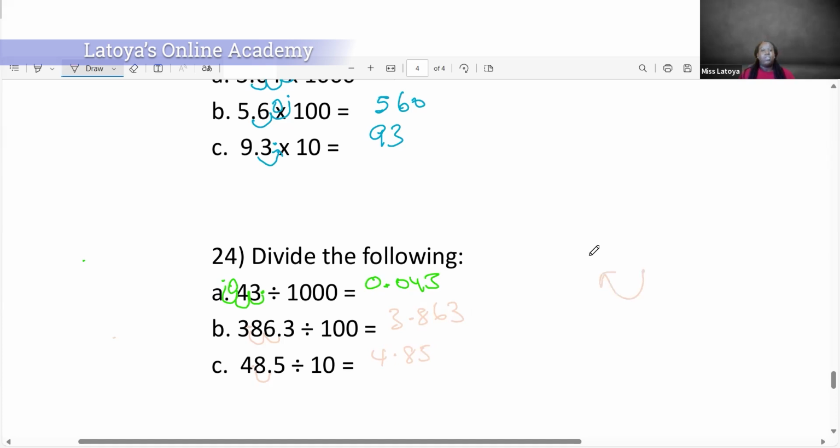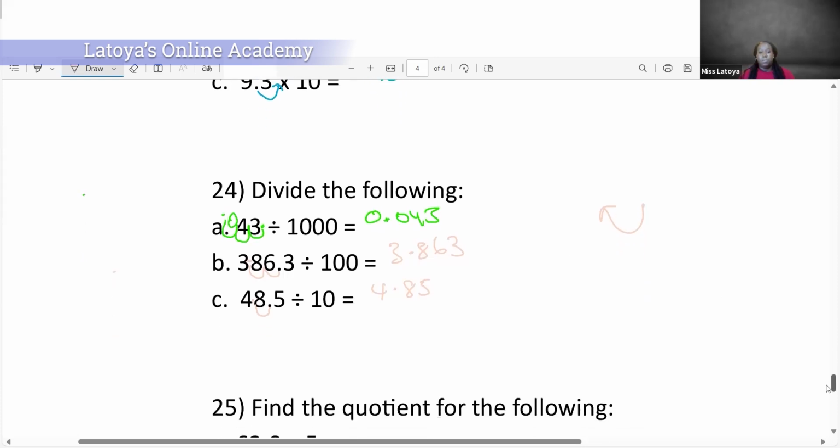So when I'm dividing by 10, 100, and 1,000, I shift my decimal point to the left. 10 once to the left, 100 2 times to the left, 1,000 3 times to the left. And one more thing, where is the decimal point understood to be in a whole number? It is understood to be after the whole number.